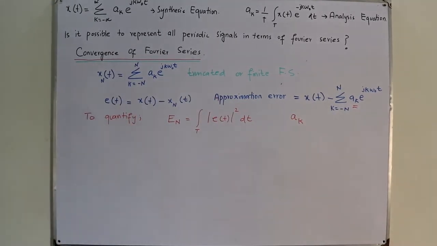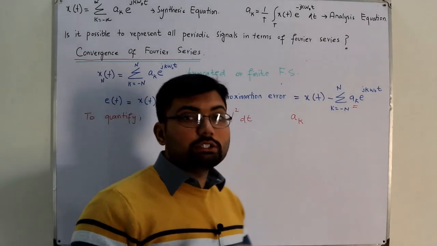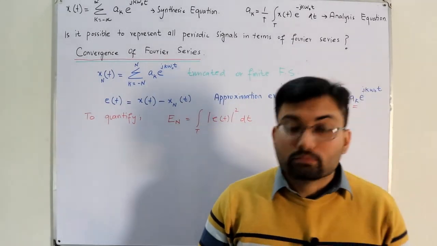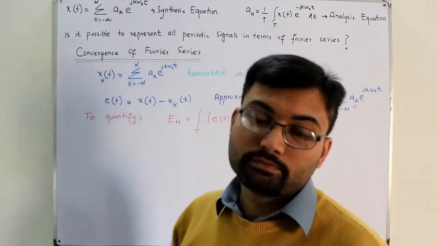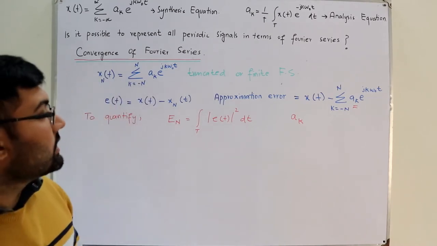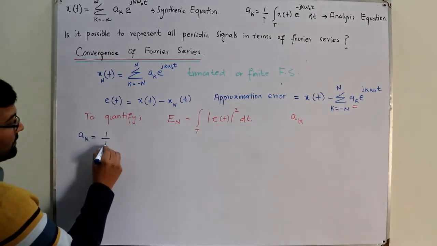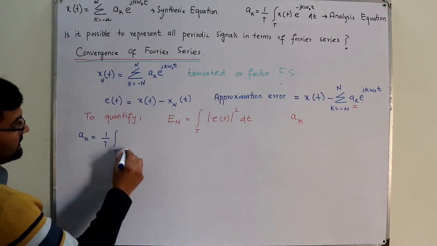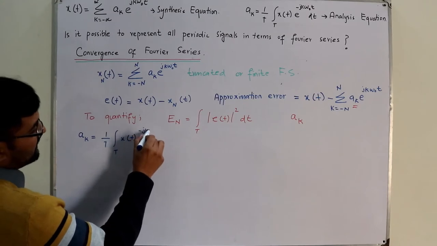Fine. So the book says that it has been found that, in order to minimize the approximation error, the best or the optimized value of ak is this: ak is equal to 1 upon T, integrated over an interval T, x of t exponential of negative j k omega naught t.